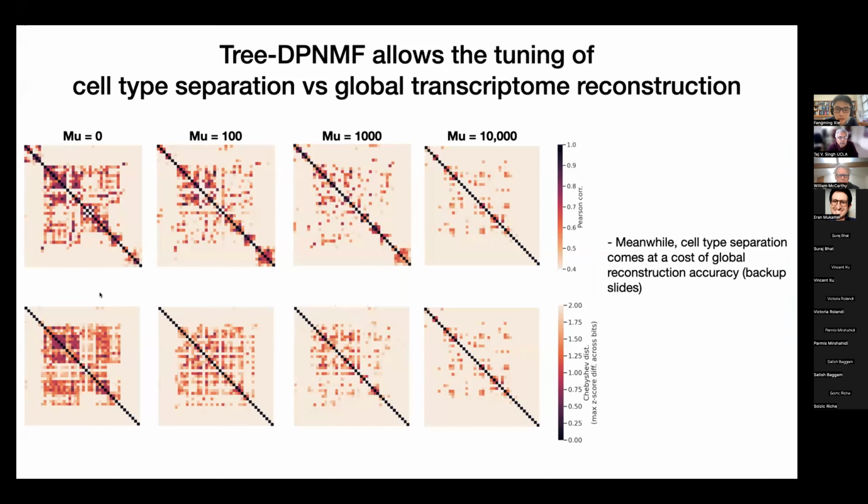If we just focus on one of these matrices, each row or column represents one known cell type, and it measures all pairwise correlations among cell types across those 24 bases we designed. You can see that as mu goes up from left to right, the original similarities among those known cell types or subtypes begin to break. That obviously comes at a cost of reconstruction, which I didn't talk about.